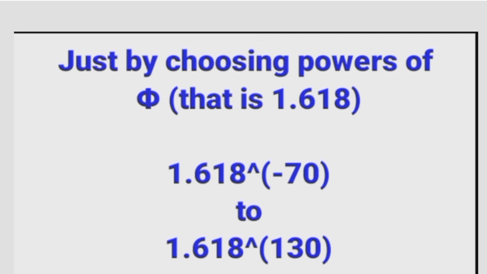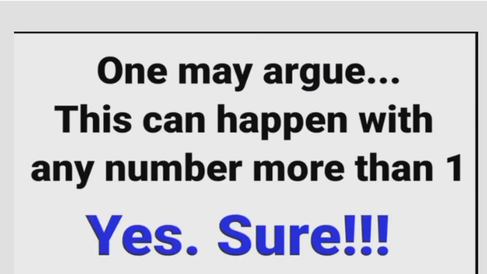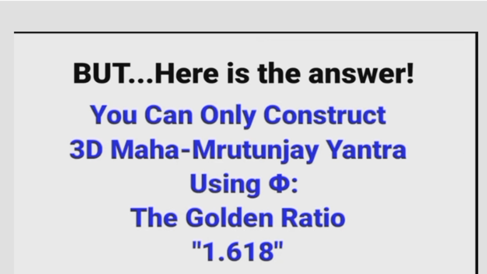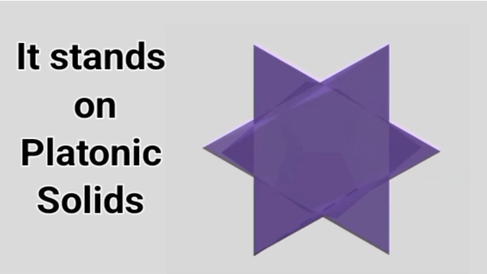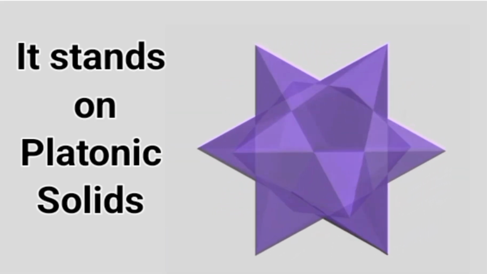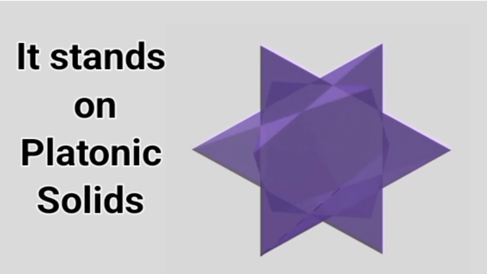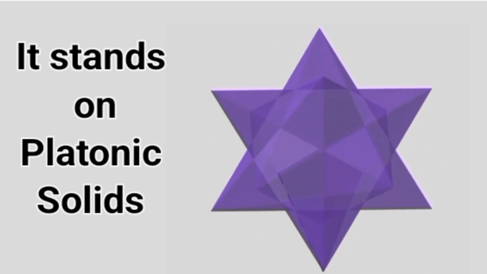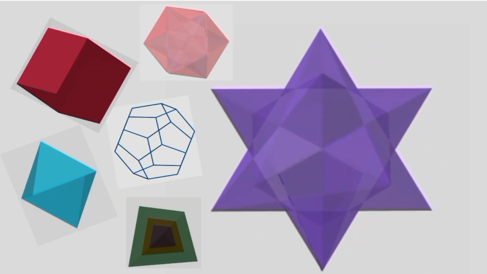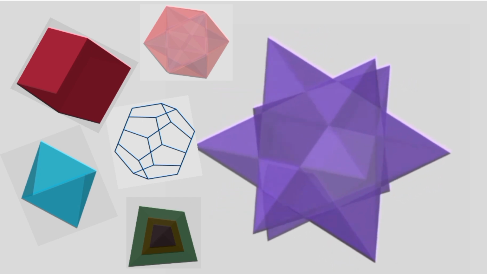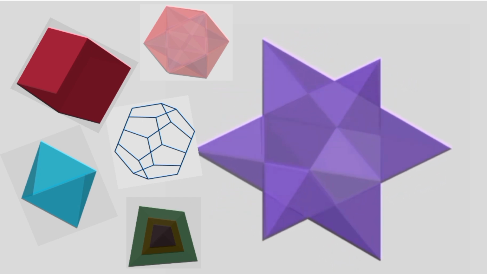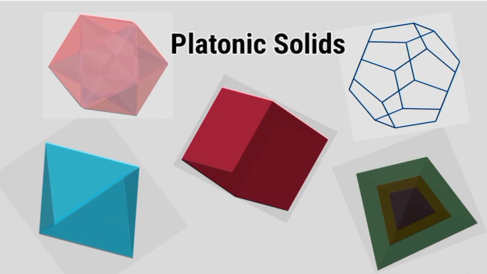Having accepted this fact about the golden ratio 1.618, it is interesting to know how our Shiva Yantra gracefully stands on the basic and regular three-dimensional shapes called Platonic solids. Mahamrityunjay Chakra is composed of all the Platonic solids within itself. What are Platonic solids? There are 5 shapes in three-dimensional geometry that are called regular solids or Platonic solids.